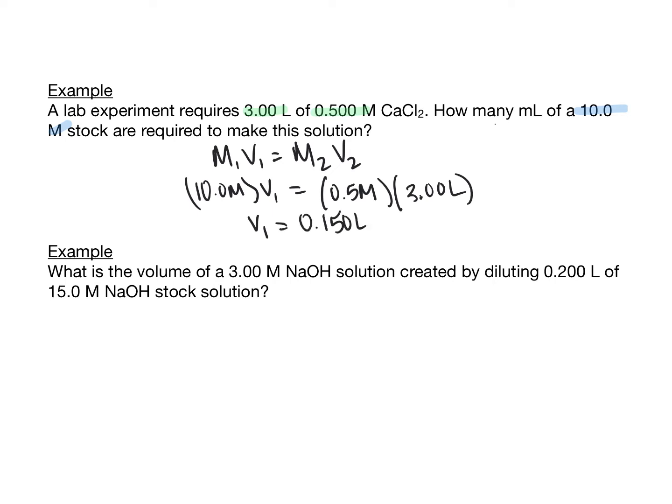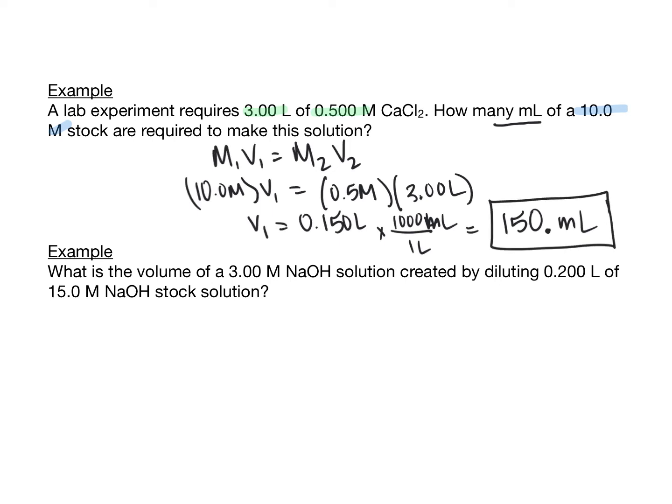Now, if you look in the question, it asks how many milliliters. So we are going to multiply by 1,000 milliliters in 1 liter to get 150 milliliters. That decimal place allows you to have three significant figures. Alternatively, you could have written 1.50 times 10 to the second milliliters. Either answer would be correct. You just need to know how many sig figs there are.